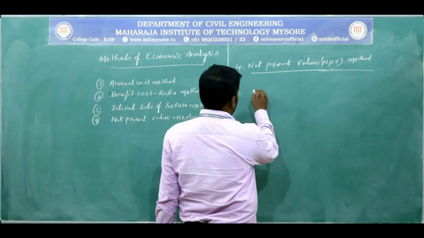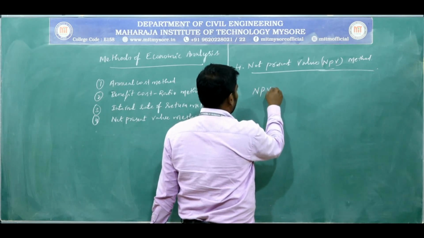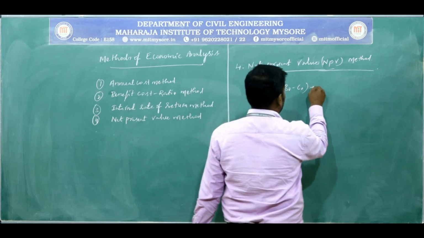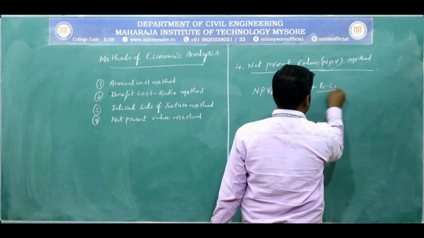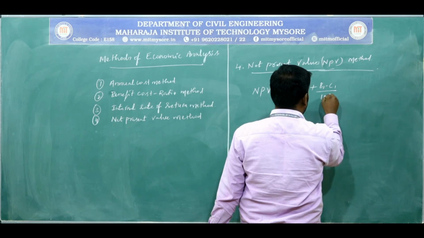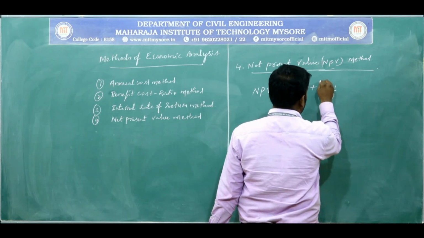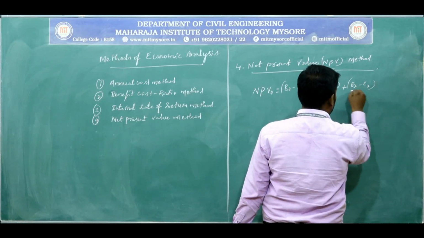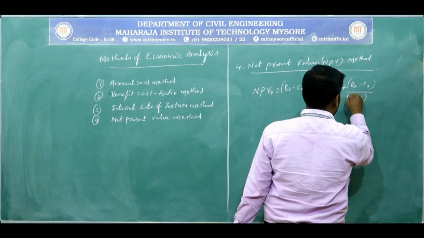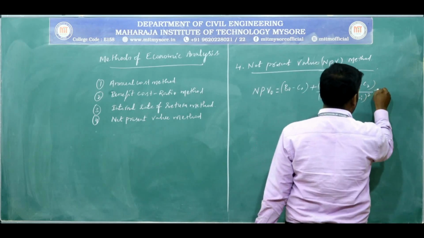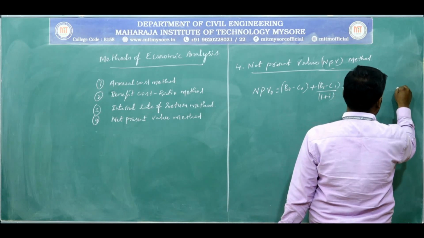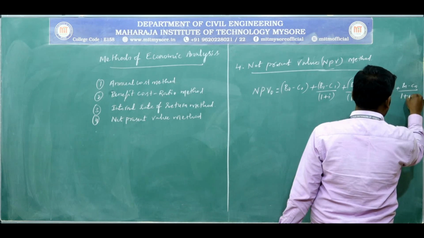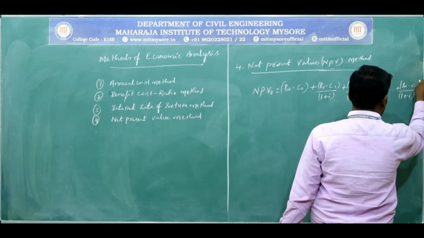In the net present value method, NPV 0 is equal to (B0 minus C0) plus (B1 minus C1) divided by (1 plus I), plus (B2 minus C2) divided by (1 plus I) to the power of 2, plus so on, plus (Bn minus Cn) divided by (1 plus I) to the power of n.